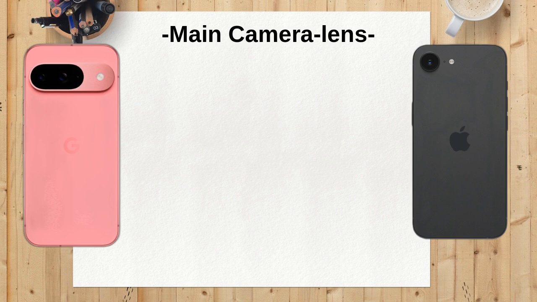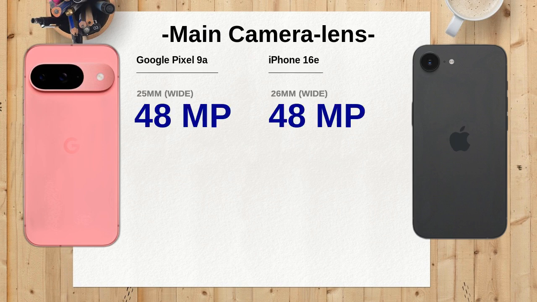Both devices come with a powerful 48-megapixel main camera, but the Google Pixel 9a includes an additional 13-megapixel ultrawide lens, allowing you to capture stunning landscapes and group photos with ease. The versatility of this dual-camera setup means you won't miss a moment.